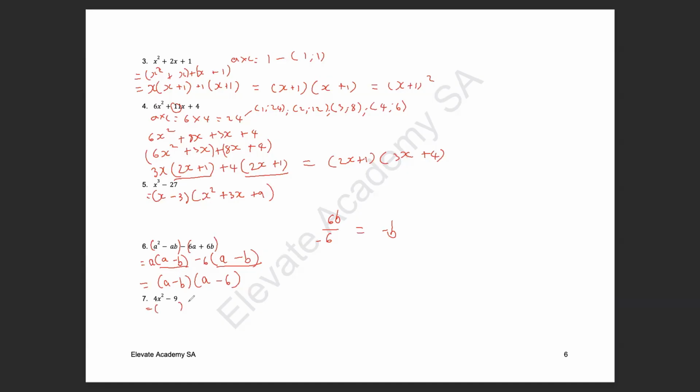So we're going to put our two sets of brackets. Square root of 4x squared is going to be 2x. Square root of 9 is going to be 3. And obviously we fill that in both the brackets, one negative, one positive. Very simple. Okay, let us clear these drawings.